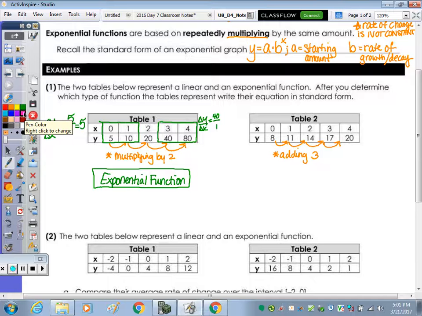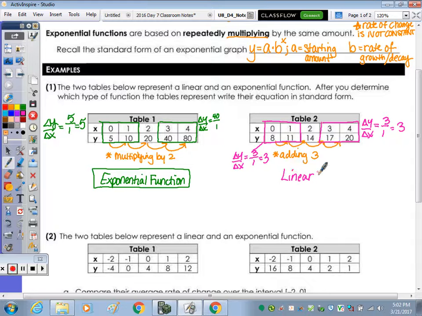With table 2, if I look at the first 2 points again, that rate of change, change of y over change of x, well, y, we're increasing by 3, so we have a difference of 3 over a difference of 1, which is 3. At the end, looking at these 2 points, 17 to 20, we're still increasing by 3 as we increase by 1. We have the same slope all the way through. So therefore, this is going to be a linear function.